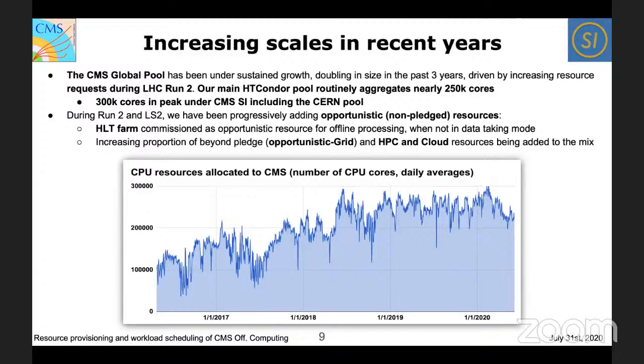It's also worth noticing that during Run 2 and Long Shutdown 2, we have been progressively adding more opportunistic or non-pledged resources. The most important in size is, of course, the HLT farm. The HLT farm has been commissioned for opportunistic use for offline processing, and of course, we have been using this fully during the shutdown. So there is an increasing proportion of beyond-pledge, also HPC and cloud resources in the mix. I will describe this a bit further later on.